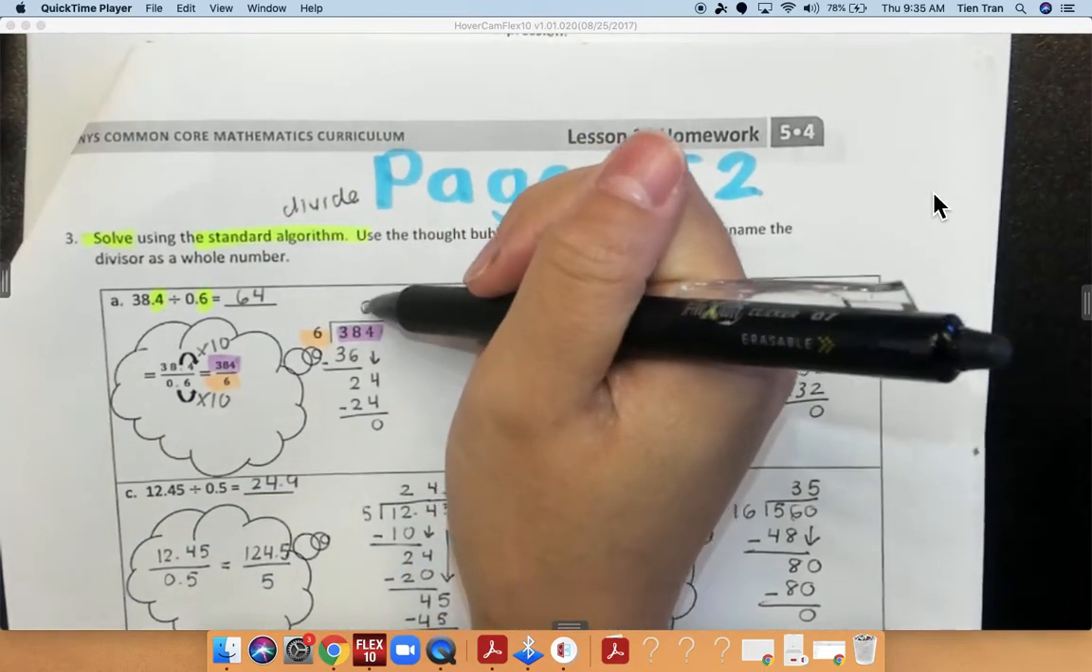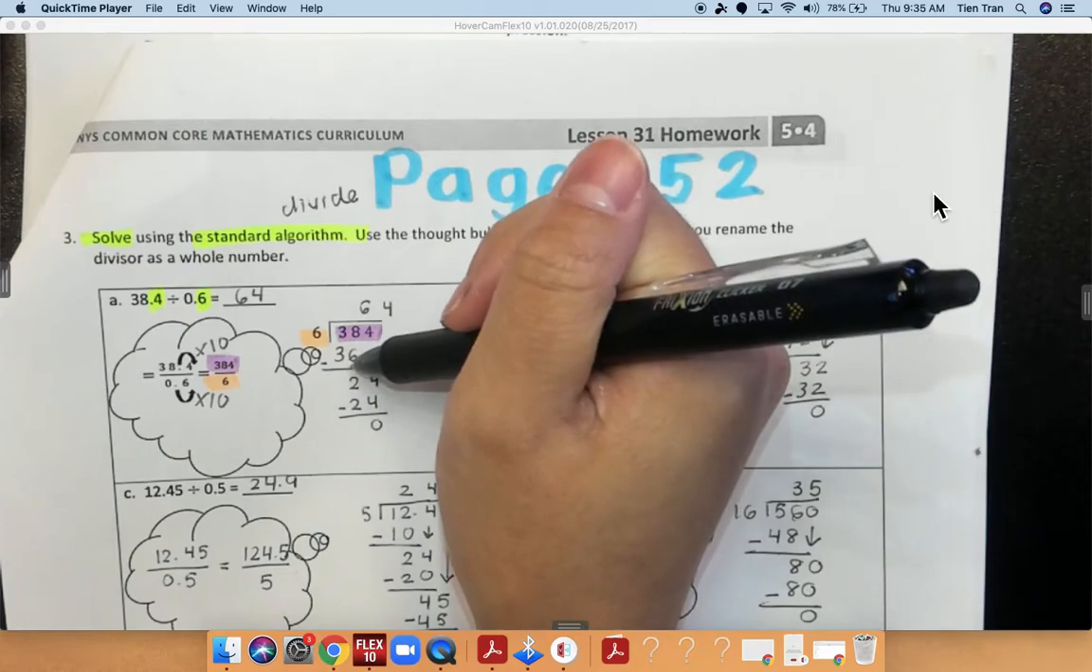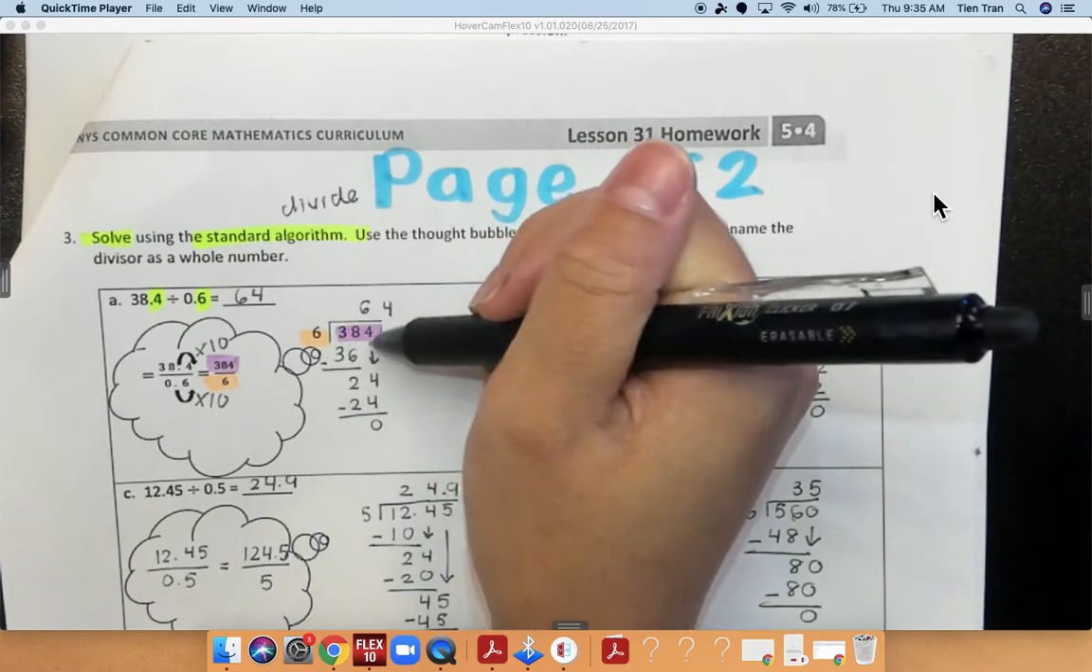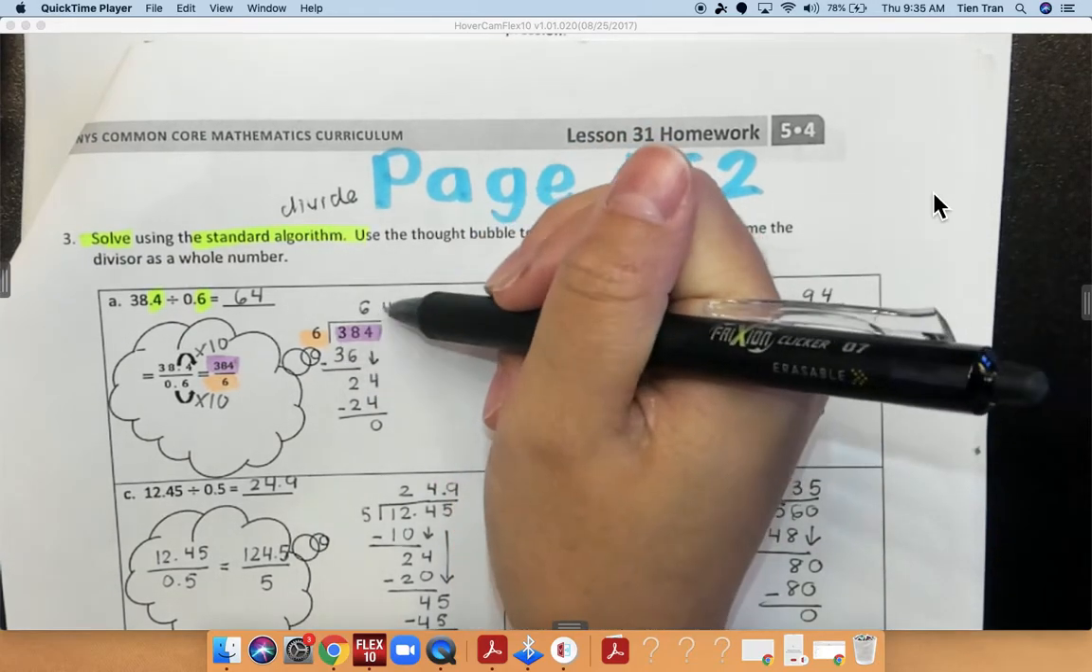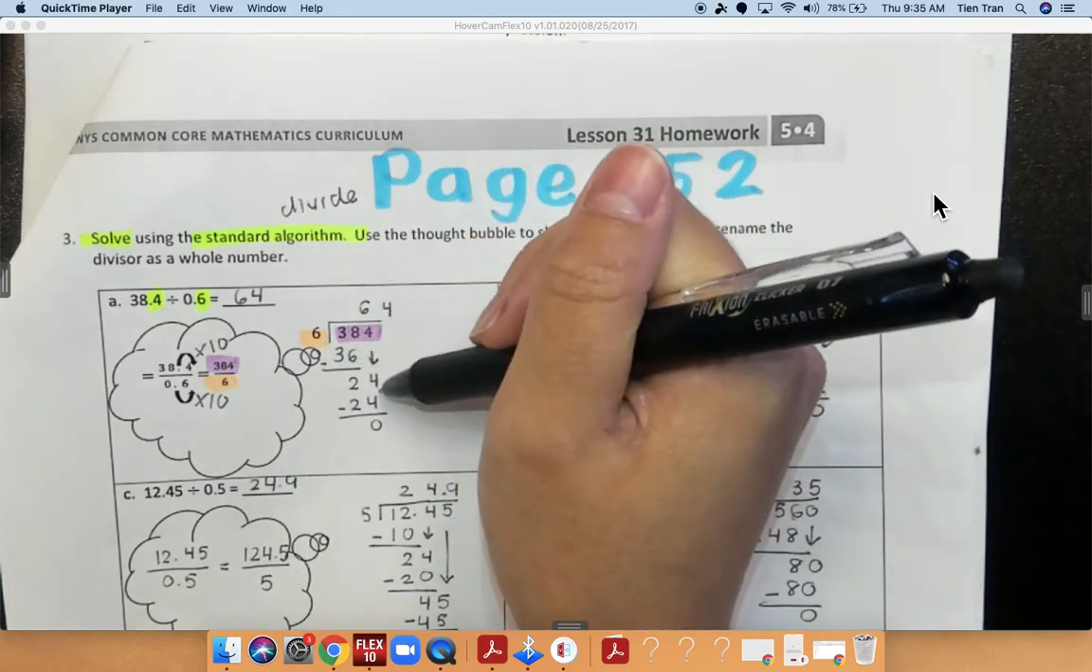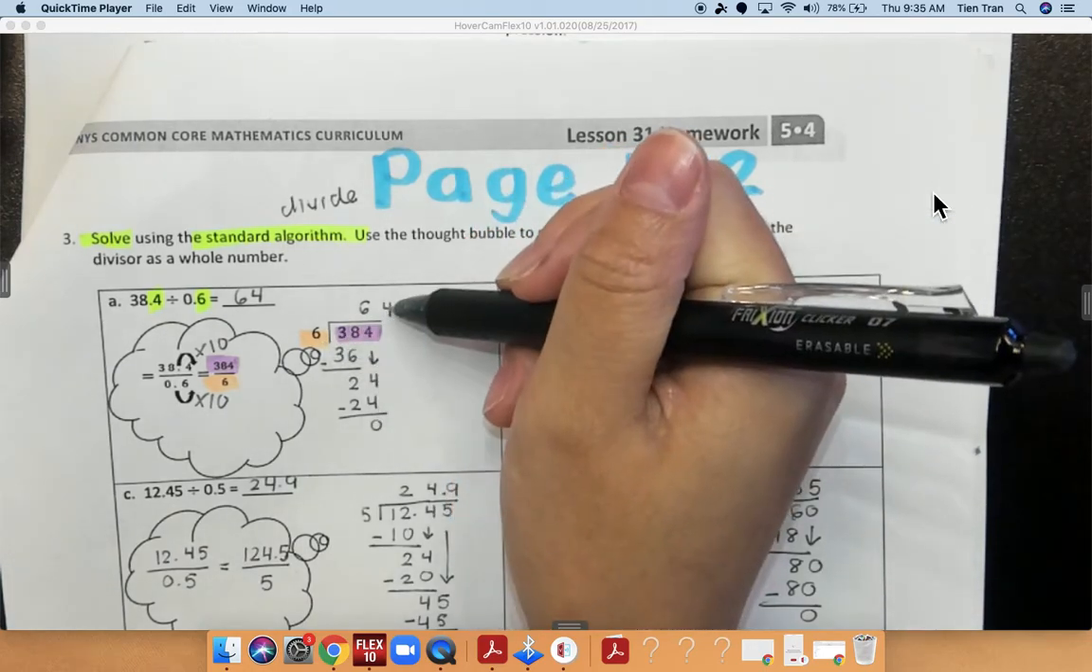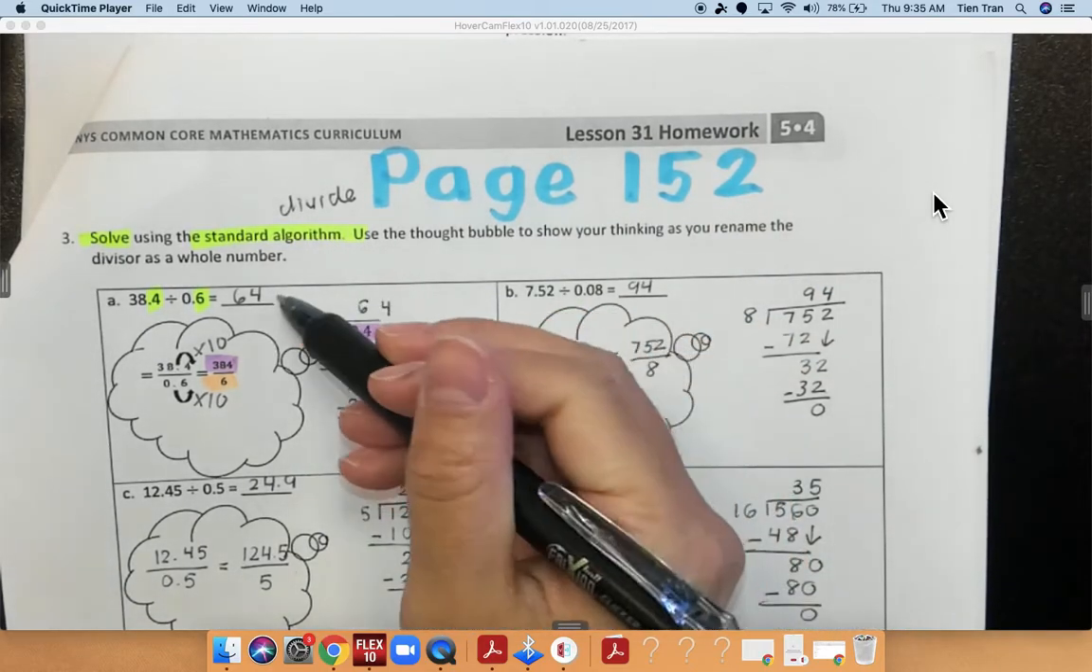6 can go into 38 6 times. 6 times 6 is 36. 8 minus 6 is 2. Bring down your 4. 6 can go into 24 4 times. So we get 24 minus 24 is equal to 0. So our final answer is 64.